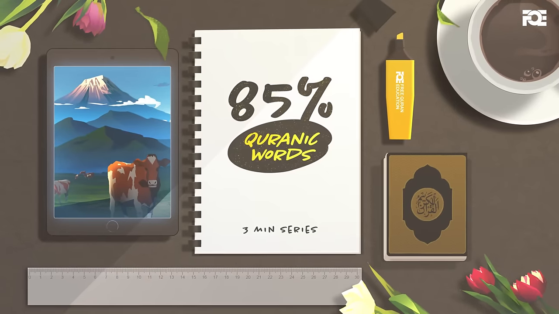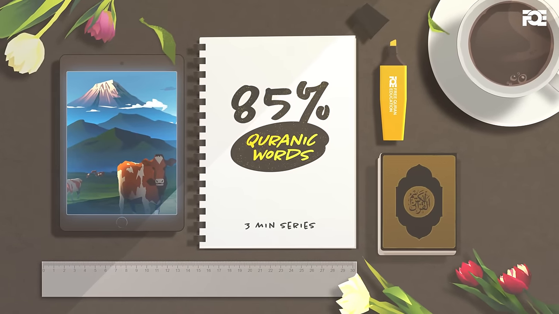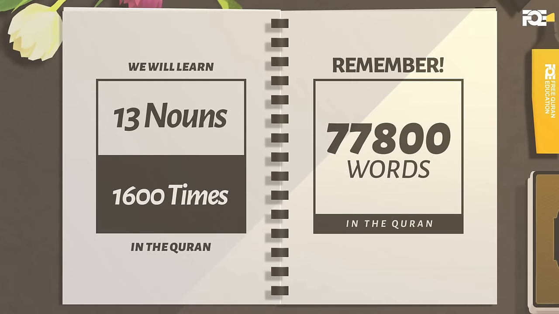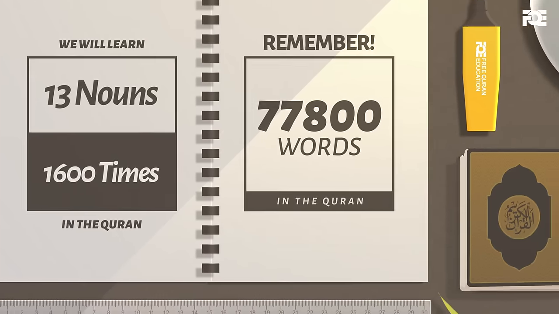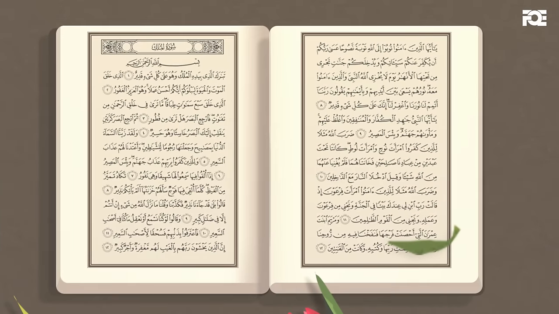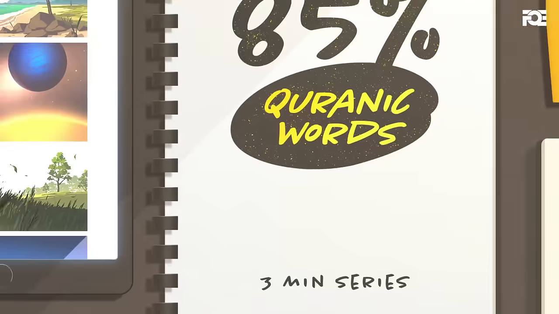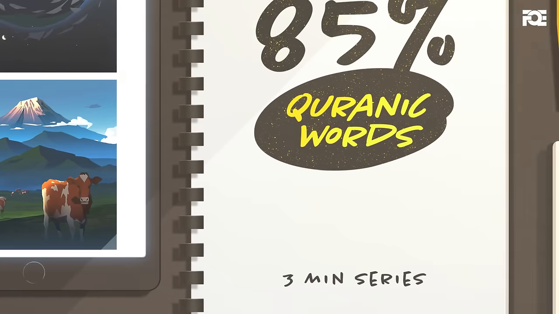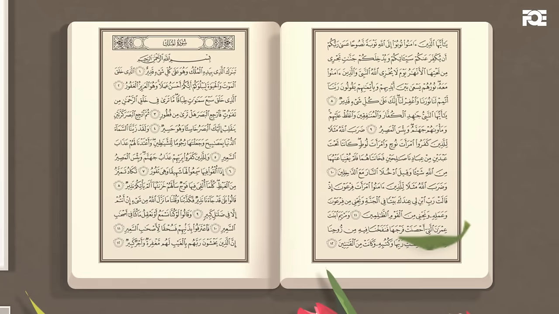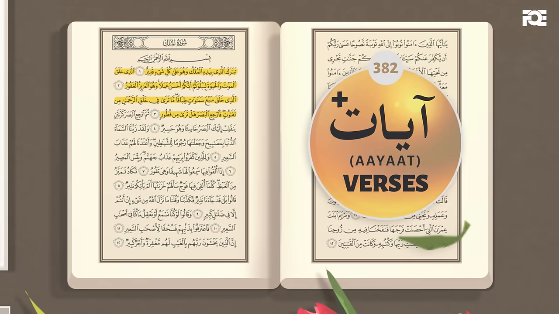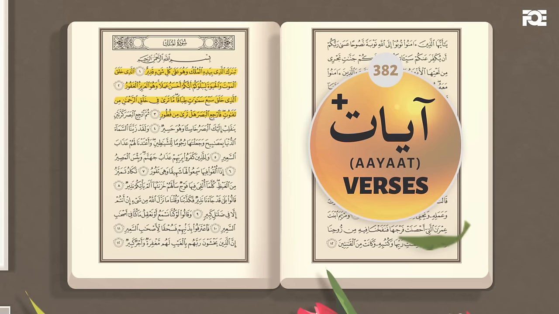Welcome to 3-minute series on 85% of Quranic words. In this clip, we will learn just 13 nouns which occur in the Quran almost 1,600 times. Every sentence of the Quran is an ayah, that is, a verse. And every sign in the world is also an ayah. Around us, there are so many ayats. Ayah, ayats, verses or signs.